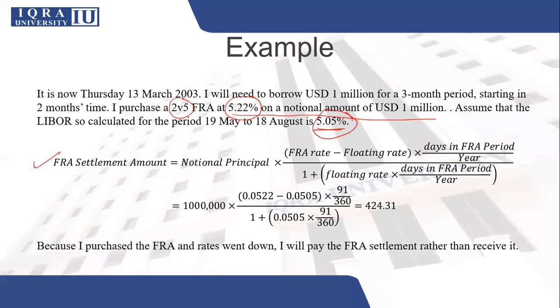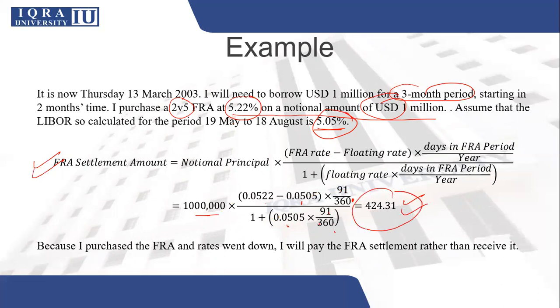Now this is the settlement amount formula that is used for FRA. The notional principal multiplied by the FRA rate minus the floating rate, times days in the FRA period over the year, divided by 1 plus the floating rate. So you just need to plug in the values, okay? The notional amount is this much. The FRA rate was 5.22%. The floating rate was 5.05%. It is for 3 months, so that makes it 91 days. And I think it's for USD, that's why you have 360. So just plug in all of the values. This is the settlement amount.